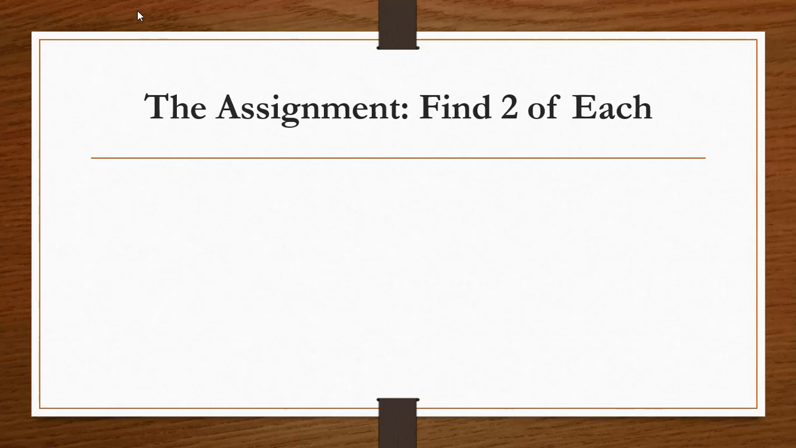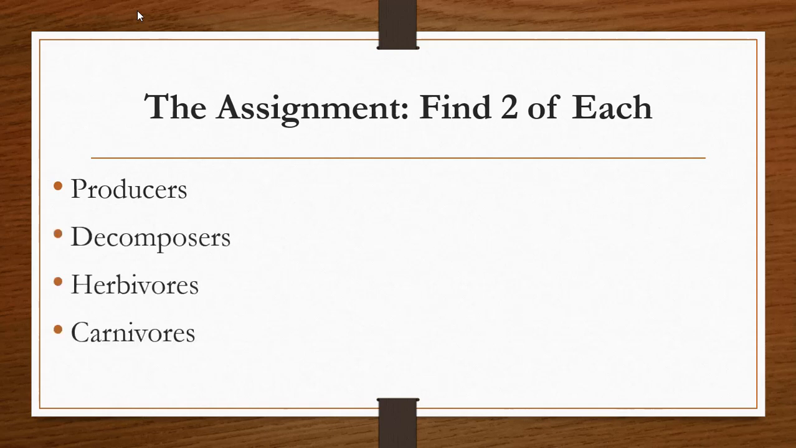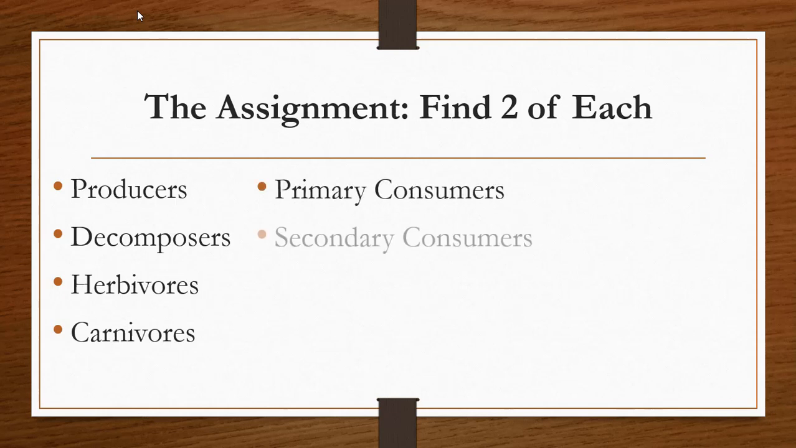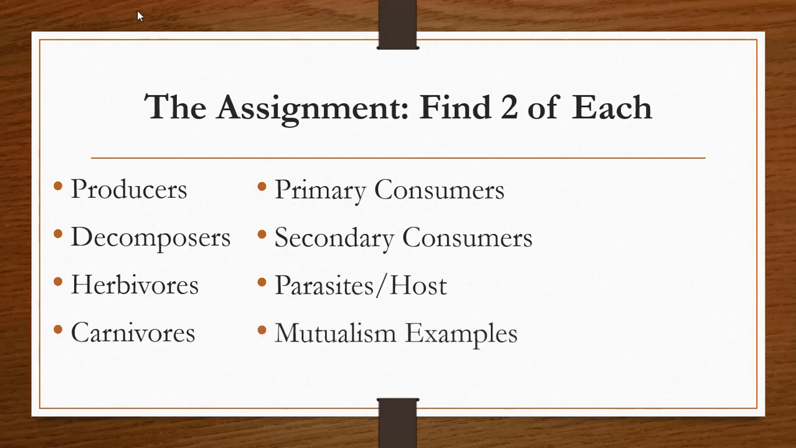You are going to find two examples of each of the following. You're going to find two producers, two decomposers, two herbivores, two carnivores, two primary consumers, two secondary consumers, two parasites, and their host. By the way, the host is the one that the parasite infects. You need two examples of mutualism. We're going to forget commensalism right now because commensalism is really hard and there's not a whole lot of examples of that, other than the anemone and the clownfish, which we've already covered, and the hermit crab, which we've already covered. So really, I'm out of ideas.